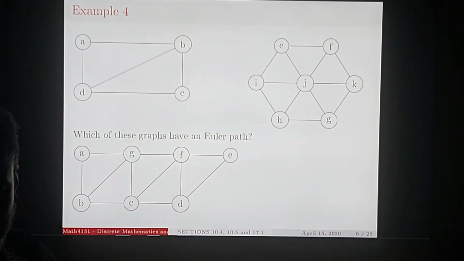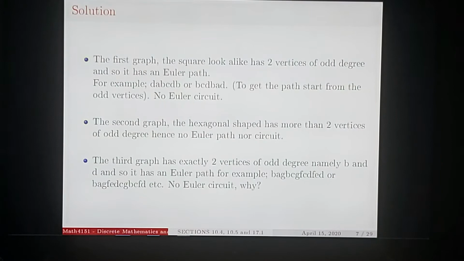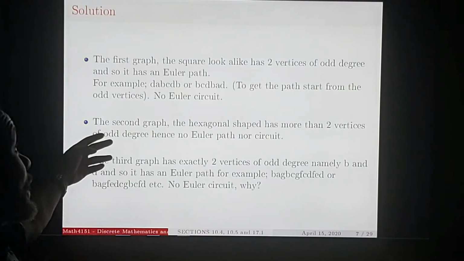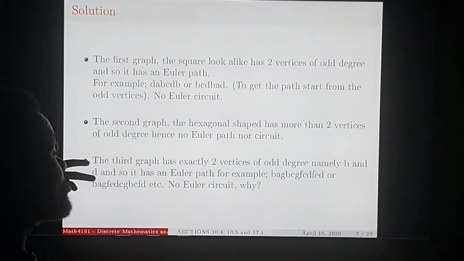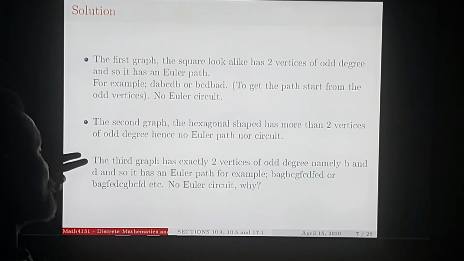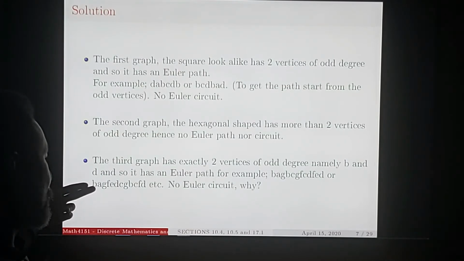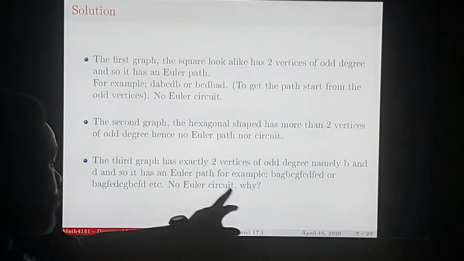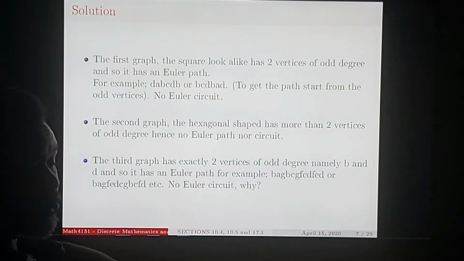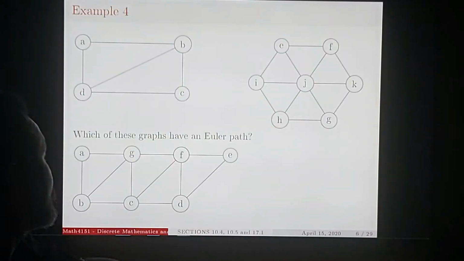I'm getting confused, sorry. The second graph, we've said, has no Euler path or circuit. The third graph has exactly two vertices of odd degree, B and D, and so it has an Euler path. For example, now you can find it, the one I gave you, this one or this one, etc. No Euler circuit. Why does this graph have no Euler circuit? This one?